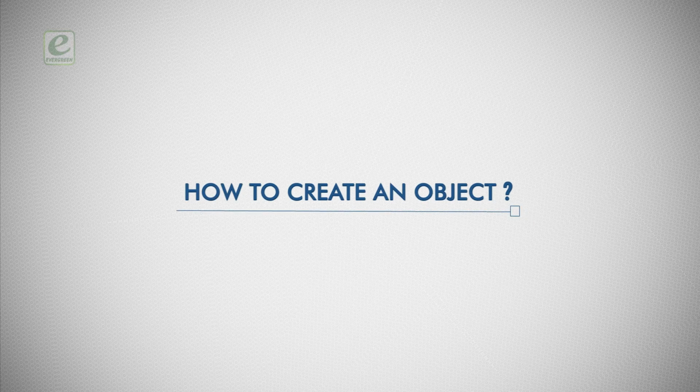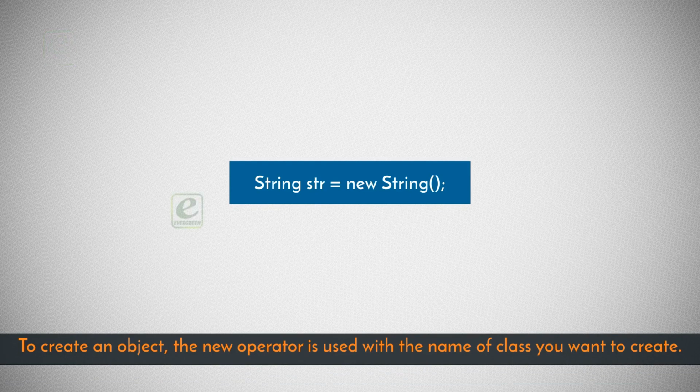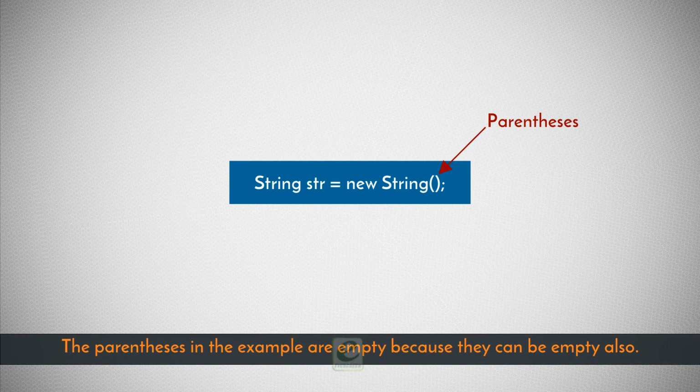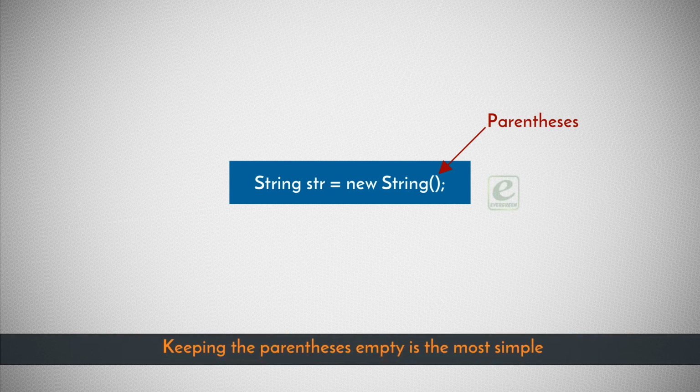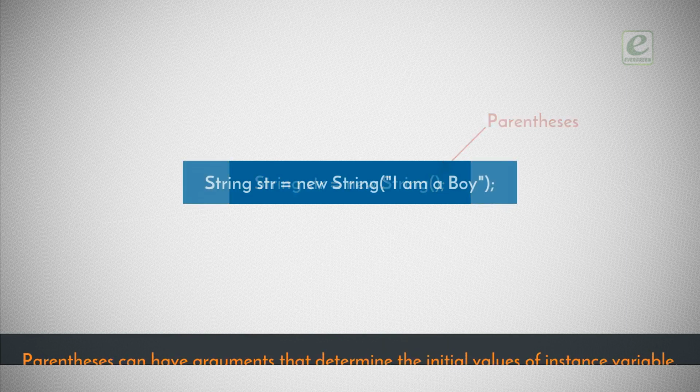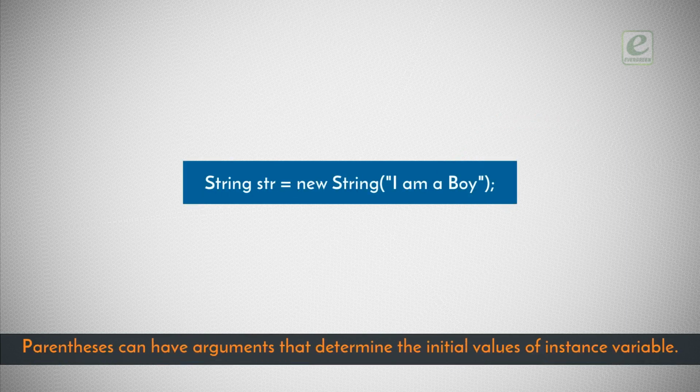How to create an object. To create an object, the new operator is used with the name of the class you want to create. The parentheses in the example are empty because they can be empty also. Keeping the parentheses empty is the most simple and basic case when a basic object is created. Parentheses can have arguments that determine the initial values of instance variables.